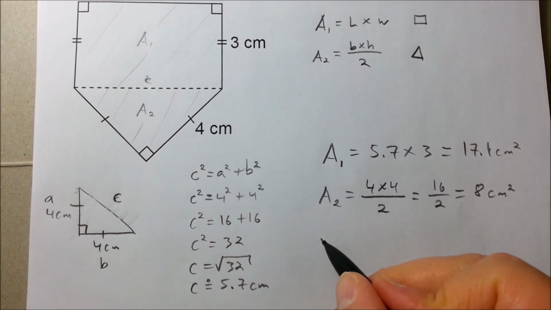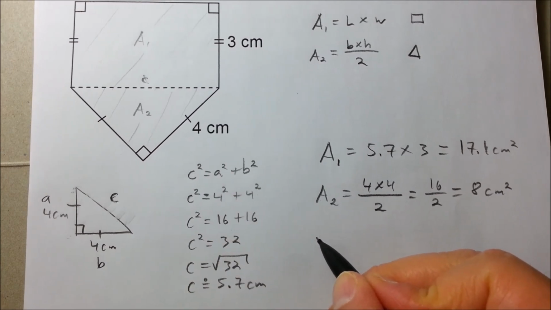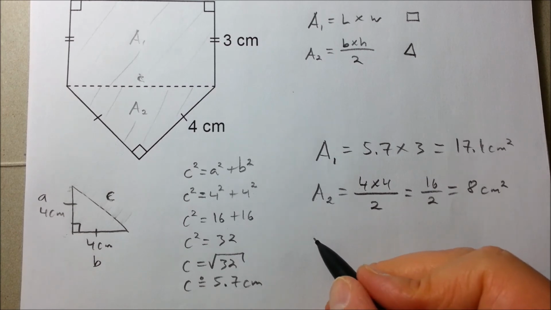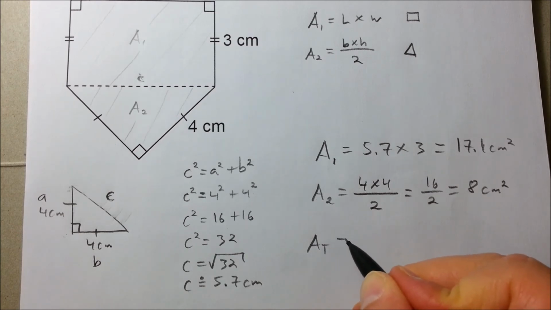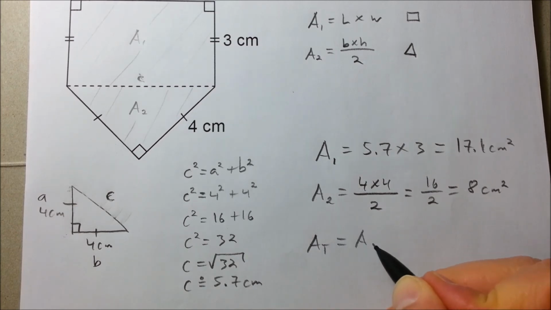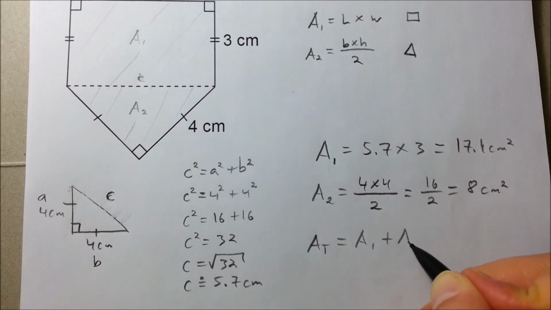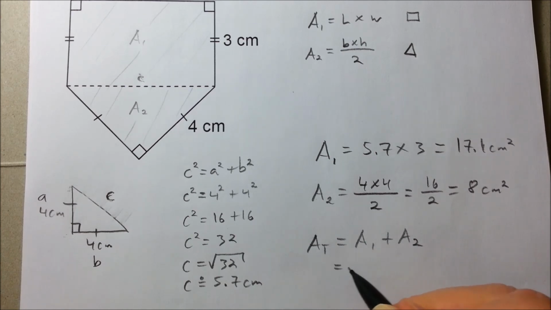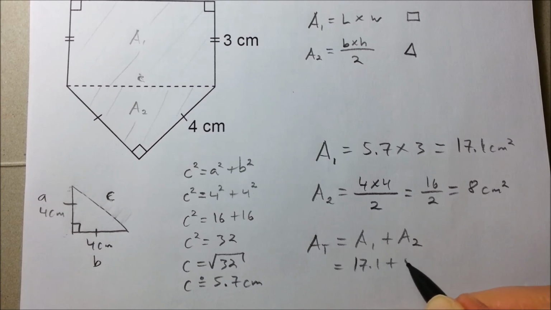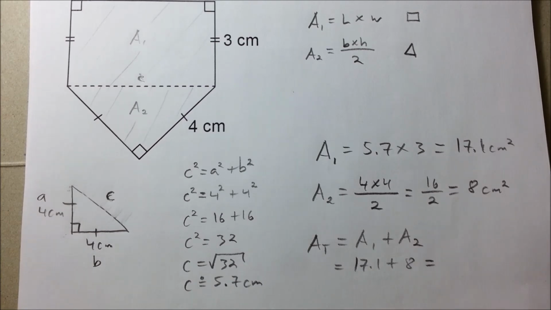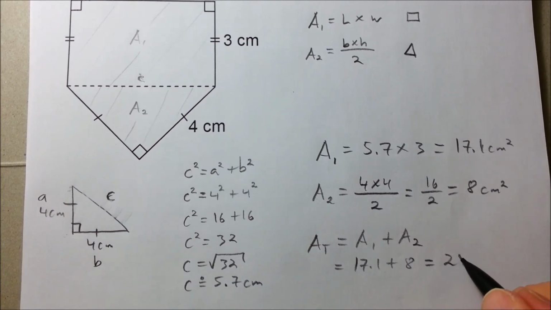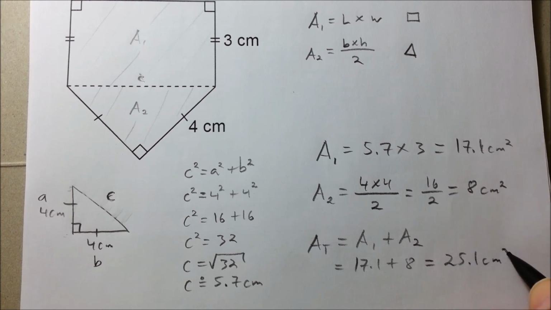And of course, the total area for this shape would be the addition of these two areas. Area 1 plus area 2, which is equal to 17.1 plus 8. That gives us 25.1 centimeters squared.